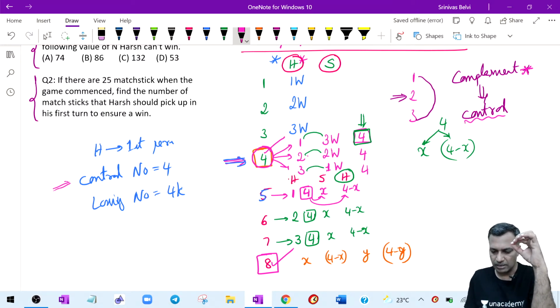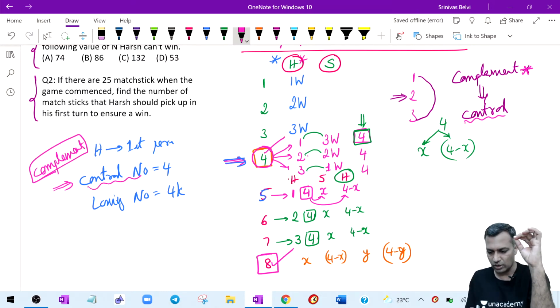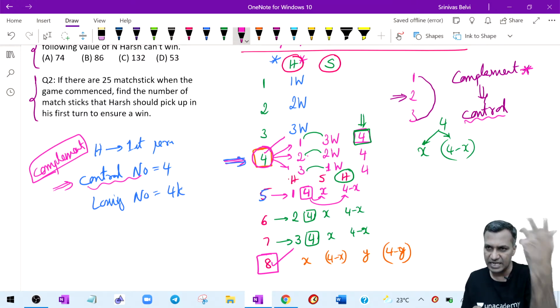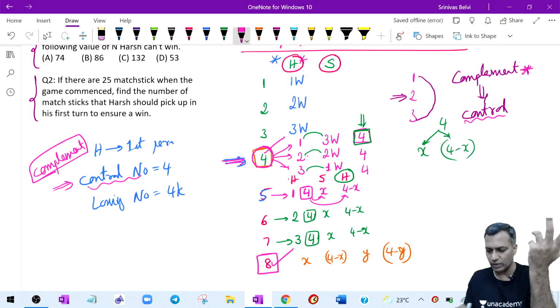Control number comes in the picture because the complements exist. If the complement does not exist, control does not come in the picture. First one is the control number. Then I establish that from the control number, either I can arrive at the winning number or I can arrive at the losing number. You may say, sir, why didn't you talk about the winning number? For the winning number, I have to write 3 series, 3 sequences. Instead of writing 3 series, it's easy for me to write the losing number.